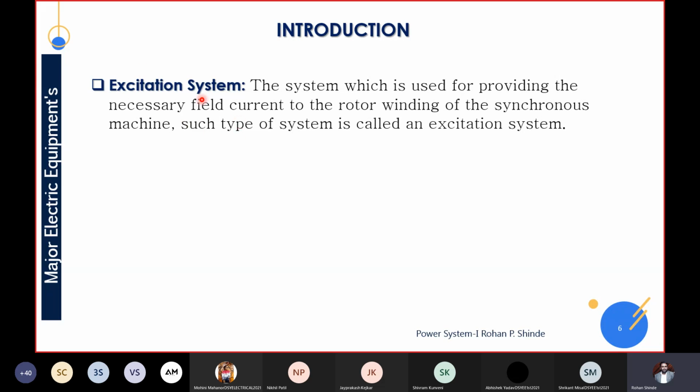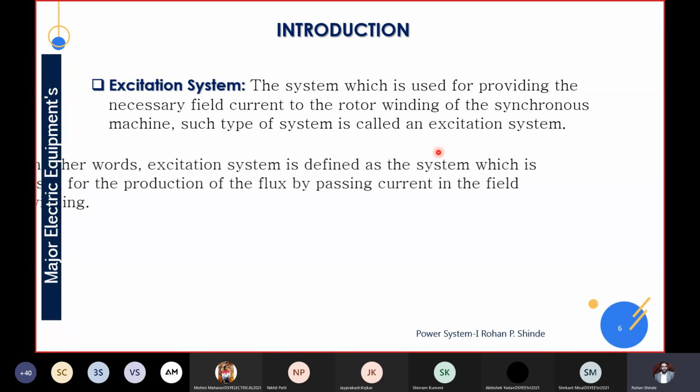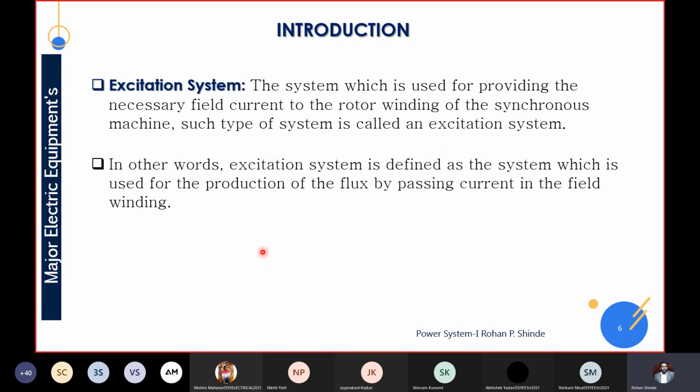Now what is the definition of excitation system? The system which is used for providing the necessary field current to the rotor winding of a synchronous machine is called an excitation system. In other words, excitation system is the system used for the production of flux by passing current in the field winding. That means excitation winding is required for the production of flux. The main or important function of this excitation winding is the production of flux when it carries a current.